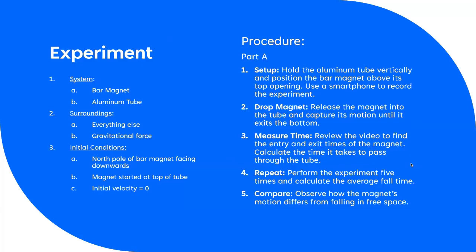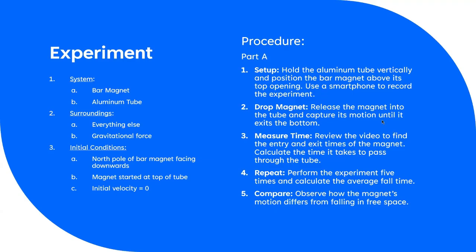So in the experiment, the system was the bar magnet and the aluminum tube. The surroundings were everything else and gravitational force. And the initial conditions were that the north pole of the bar magnet was facing downwards, and the bar magnet started at the top of the tube, and the initial velocity of the bar magnet was 0.